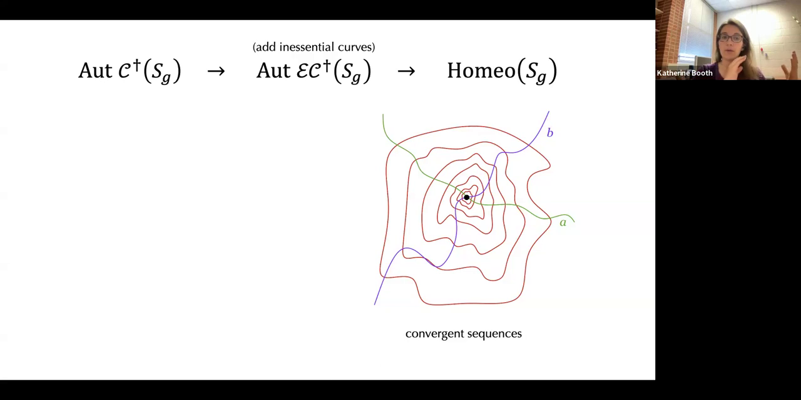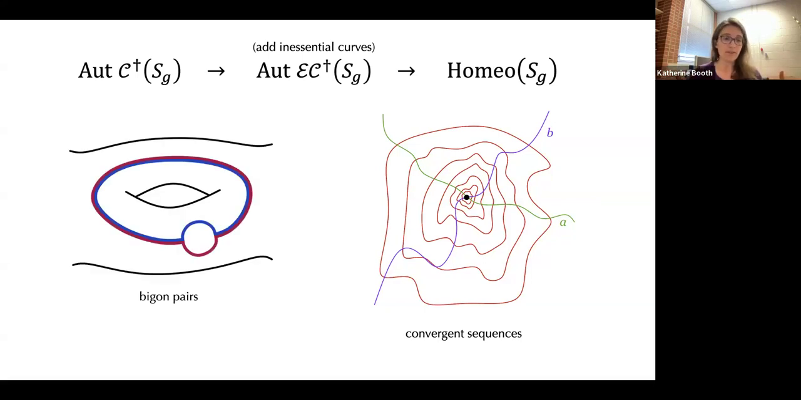But how do I get from the curve graph to this one that has inessential curves? The way we do this is with bigon pairs. I can take two essential curves, my blue and my red curve, where the only difference between them is this little inessential curve. Anytime I mix up my fine curve graph, I'm going to know exactly where my inessential curve has to go because of that. And so that gives me an isomorphism between those two graphs. That's how I can get from automorphisms of my fine curve graph all the way to a homeomorphism of the surface.